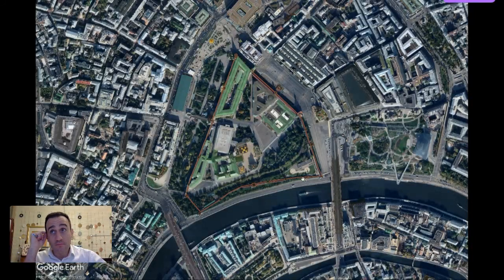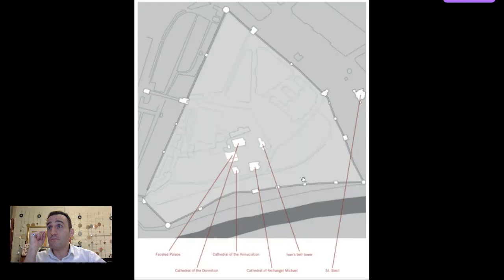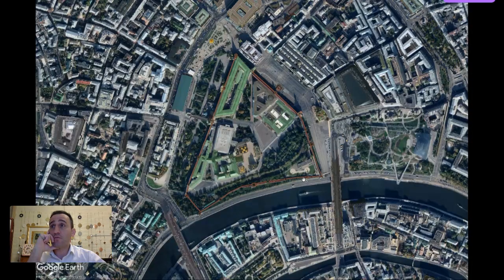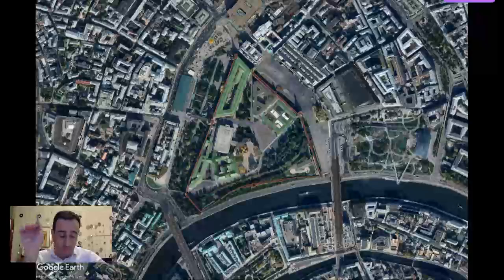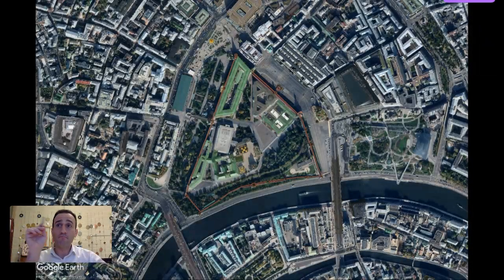Okay, so from Saint Sophia, actually we're going to move to Moscow now, which what we're looking at is an aerial photograph of the Kremlin. And the Kremlin equals walled city. The definition of Kremlin means a walled city, a fortified city.